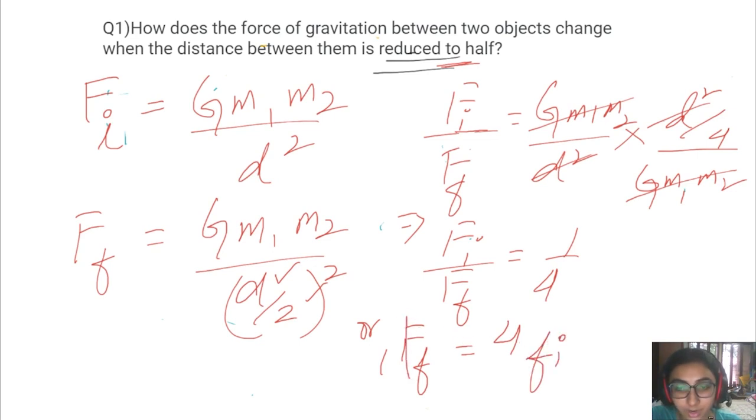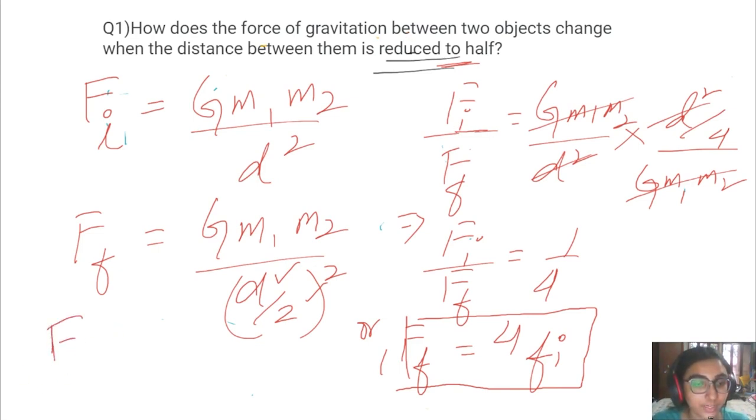So from here we get it proven that when the distance between two objects starts decreasing, the force of gravity increases because now they are coming close to each other. And why is that? Because force of gravity is inversely proportional to the square of their distance, right? So when we reduce the distance between them to half, the new gravitational force became 4 times the initial one.